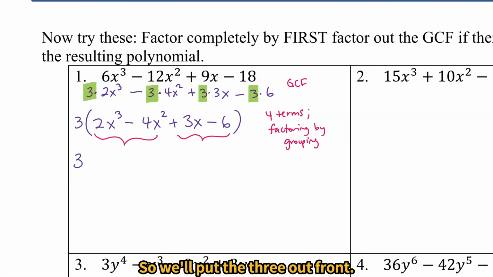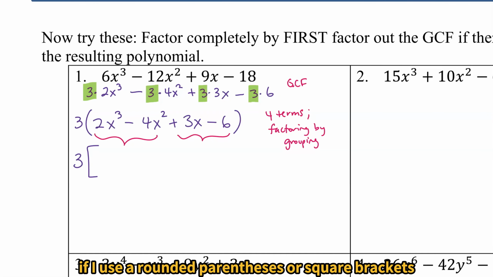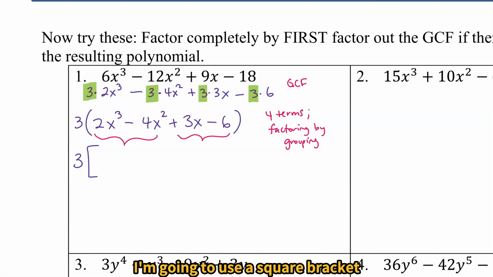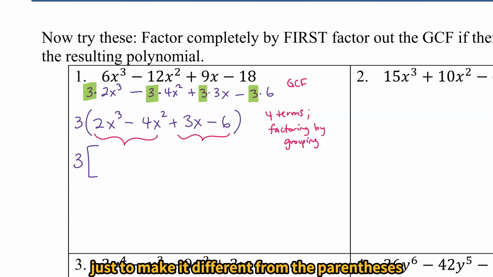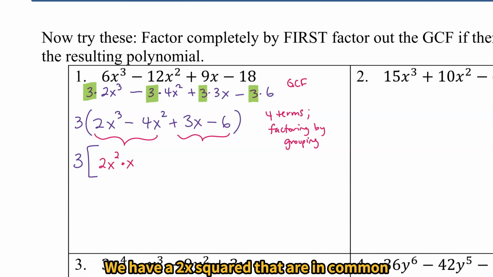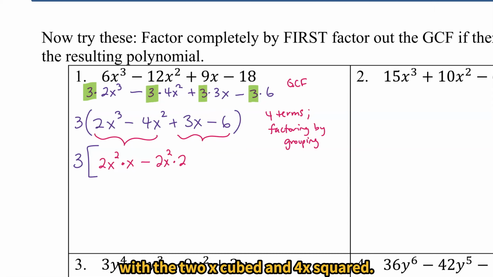So we'll put the 3 out front. It doesn't matter if I use a rounded parentheses or a square bracket here. They're grouping symbols, they mean the same thing. I'm going to use a square bracket just to make it different from the parentheses. And I look at 2x cubed minus 4x squared and see if they have anything in common. And they do. We have a 2x squared that is in common with the 2x cubed and 4x squared.